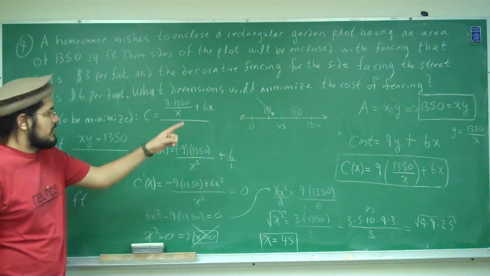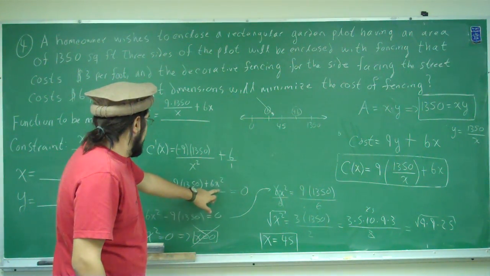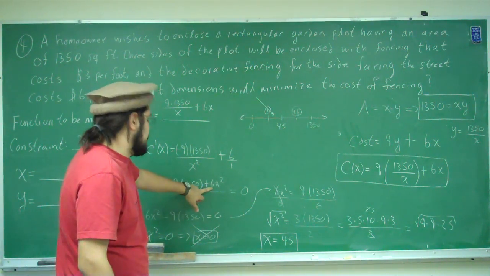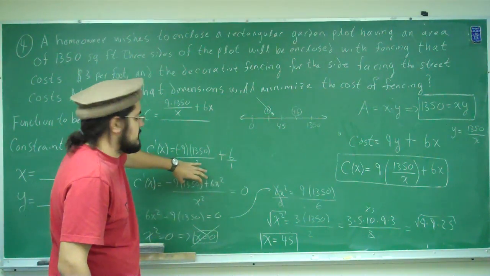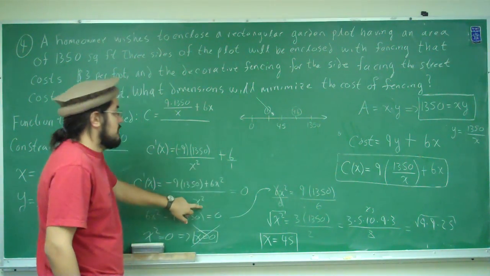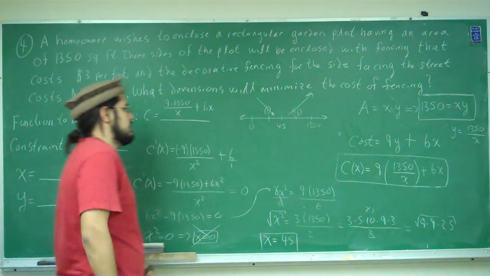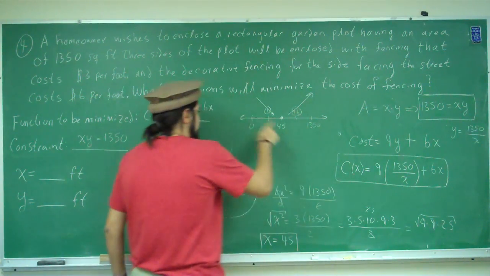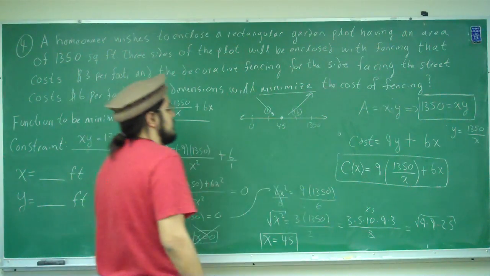Alright, and now plug in the 46. Come here, plug in 46. 46 squared, huge number, times 6, another huge number, bigger than negative 9 times this, so the top is going to be a positive, and the bottom is going to be a positive. So we have positive, positive, so that's increasing. Alright, so we have that. So you can see that here's a minimum. So 45 is the minimum, because we want to minimize the cost of fencing.